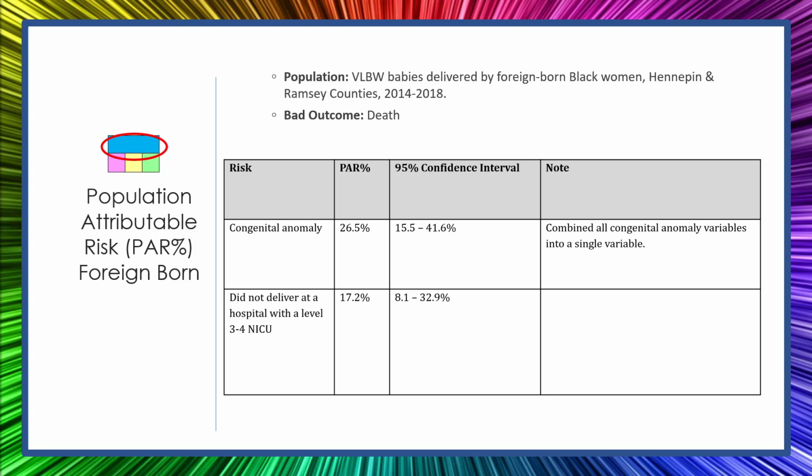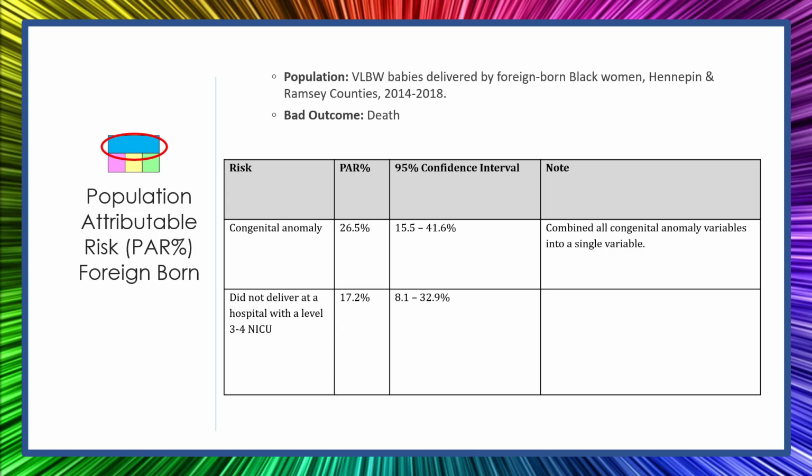So now we're looking at the foreign-born. Although the foreign-born Black women fell on both the very low birth weight pathways, we have so far looked at the birth weight specific mortality pathway, the no NICU city pathway. The population we consider is much smaller, very low birth weight deliveries, and the bad outcome is death. There were 273 very low birth weight deliveries, and of those, 131 died.